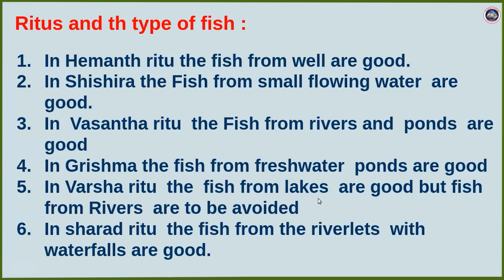And in Varsha Rutu, fish from lakes are good, but fish from rivers are to be avoided in that Rutu, because all rivers will be flowing and will have some different type of properties. And in the next Rutu, that is Sharad Rutu, fish from riverlets or waterfalls are good. So they have this knowledge and they were actually applying it. And according to the doshic imbalances, these things were consumed. So the Shastras know even how to cook and how to take non-vegetarian food also.